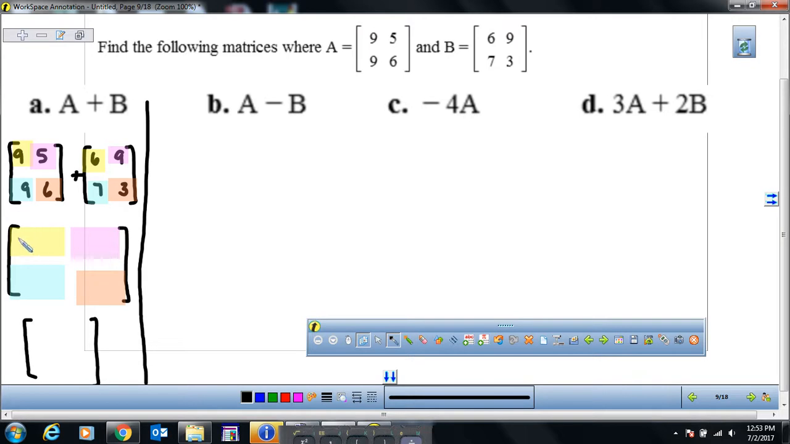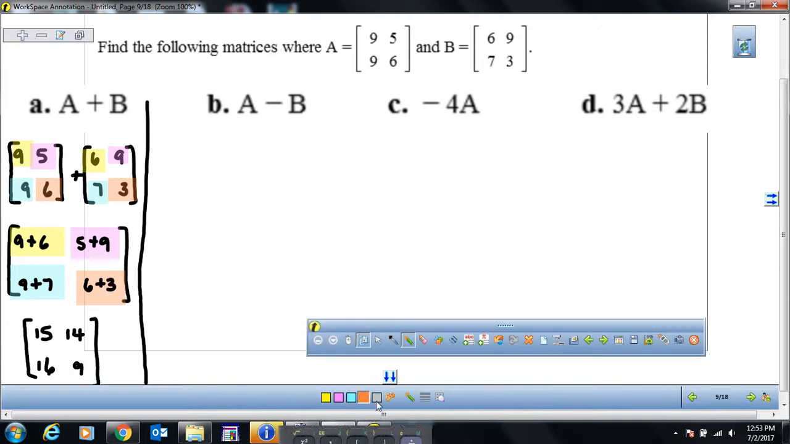So in this case, it's going to be 9 plus 6 for the first element, which is going to be 15. Then 5 plus 9 for the second element, which is 14. Then 9 plus 7 for the third element, which is 16. And 6 plus 3 for the last element, which is going to be 9. And that is my answer for my matrix A plus B.